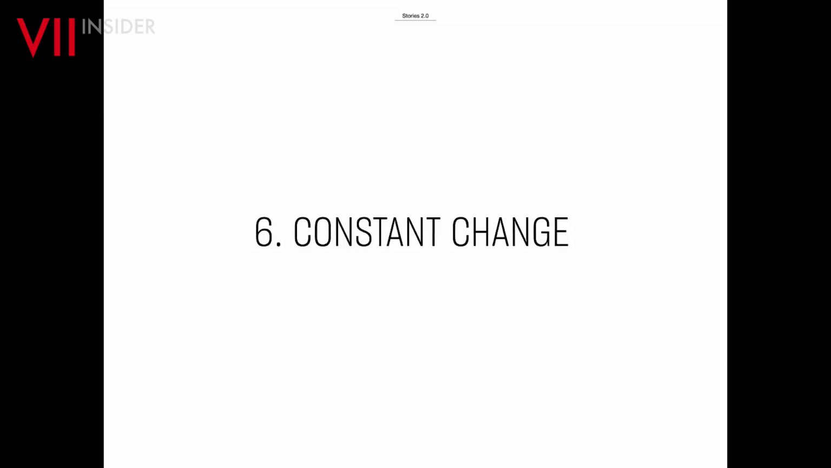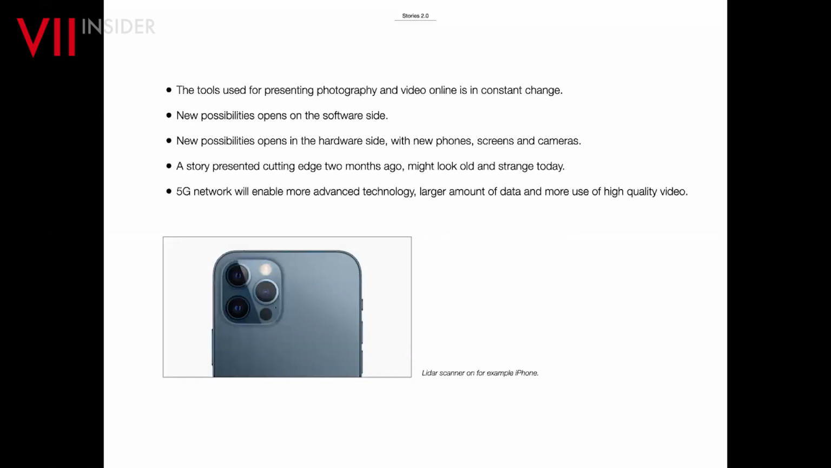When it comes to online features, there's constant change. I mean, that's also in the production system of VG where I work. There's new things coming every month, so we have to learn or adjust, and that gives us new possibilities all the time. And that's both on the software side and also on the hardware side, with new phones and screens and new cameras. You know, suddenly you have folding screens on phones.